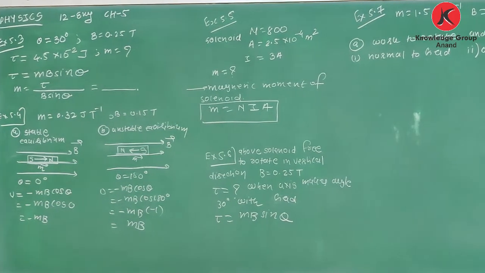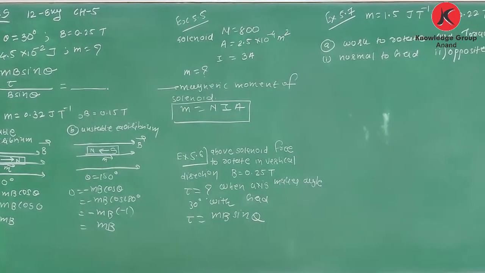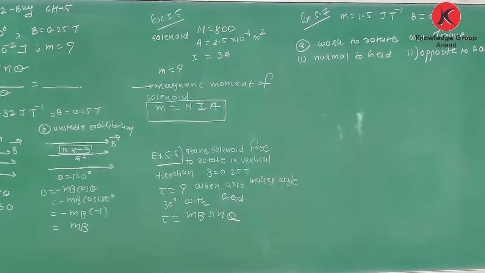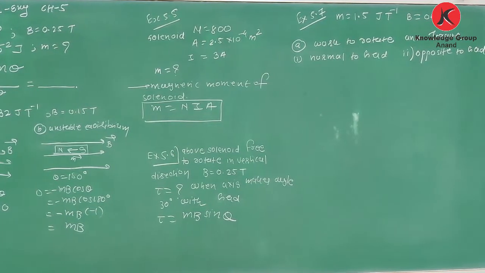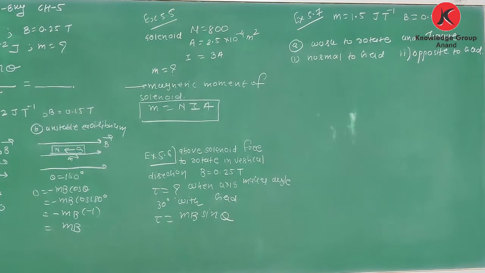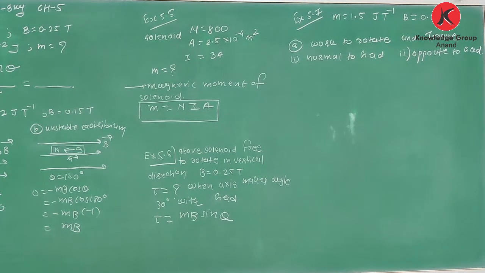Now the next question is exercise 5.7. See what the question is. You are given a short bar magnet having magnetic moment 1.5 joule per Tesla and the magnetic field is uniform, 0.22 Tesla.